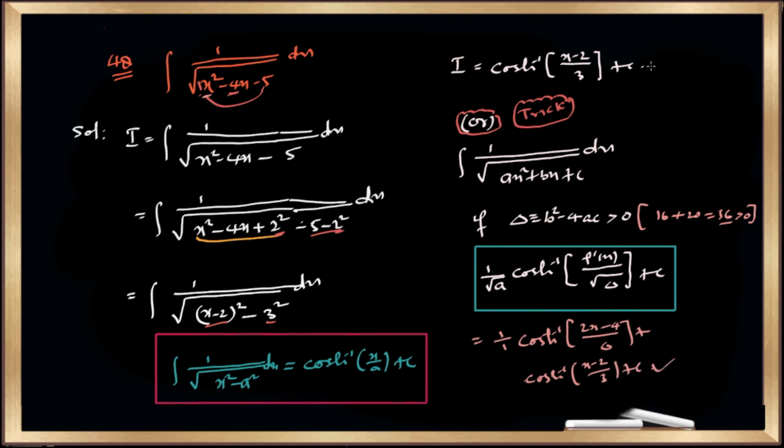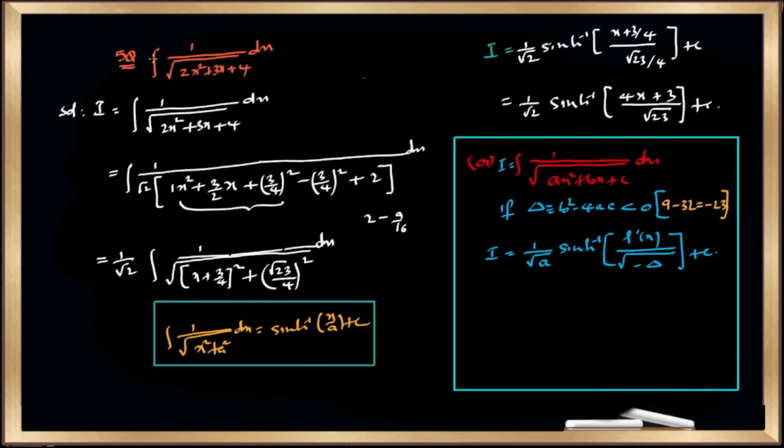See the answers, both are the same. So either we can make a perfect square, then using this formula we can find the integral of the given question, or using the condition delta greater than 0, our answer is 1 by root a cosh inverse of f'(x) by under root delta plus c.